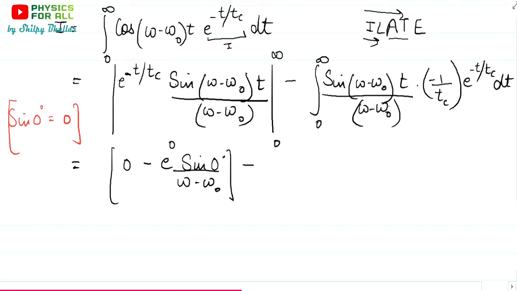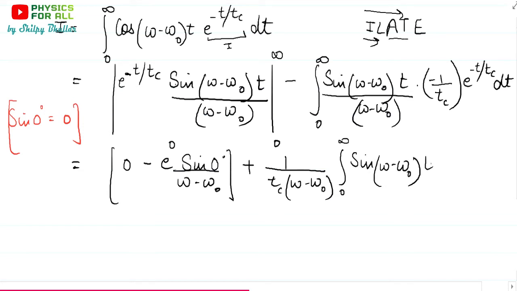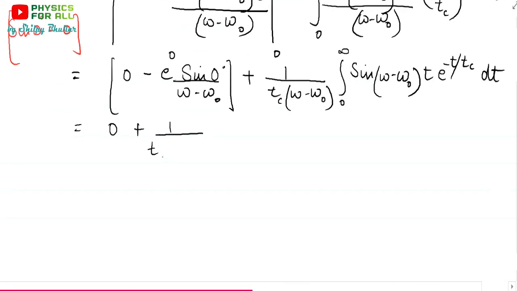Now here, whatever constant terms are there, we have to bring them outside. So here this is minus sign, and here again minus sign, so we can write plus here. Then tc is constant, omega minus omega naught is constant, so we can write tc (omega minus omega naught). And here, 0 to infinity sine (omega minus omega naught) t e raised to power minus t by tc dt. This is 0 plus 1 upon tc (omega minus omega naught).